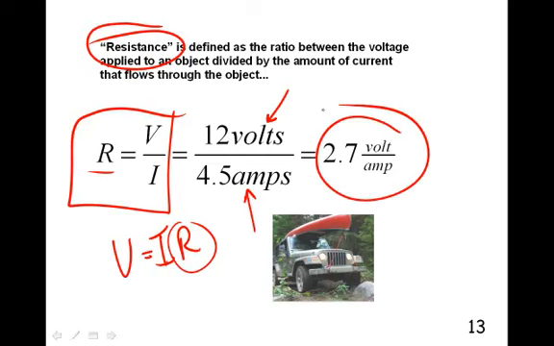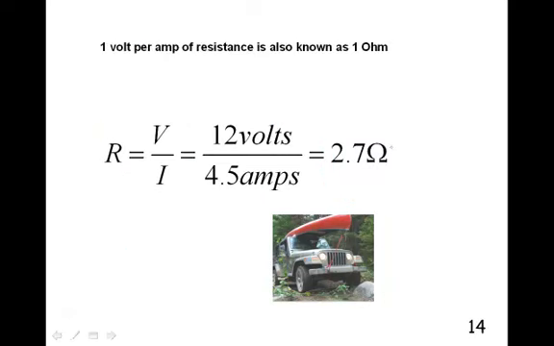And for that particular light bulb that had 12 volts applied and drew 4.5 amps, there were 2.7 volts per amp, but what we call that volts per amp unit is 1 ohm. That's 1 ohm of resistance.